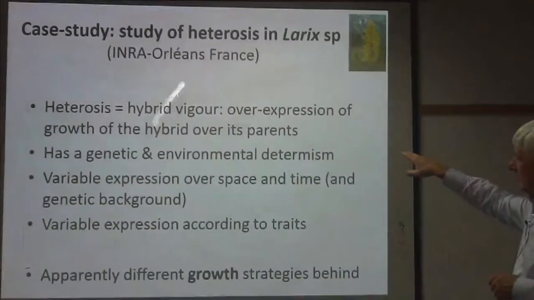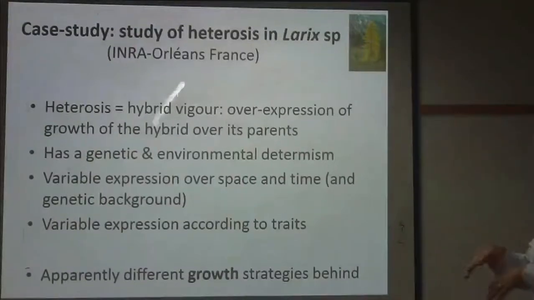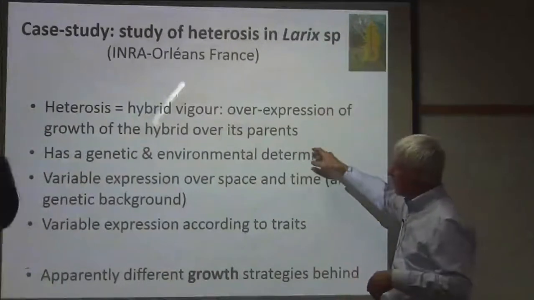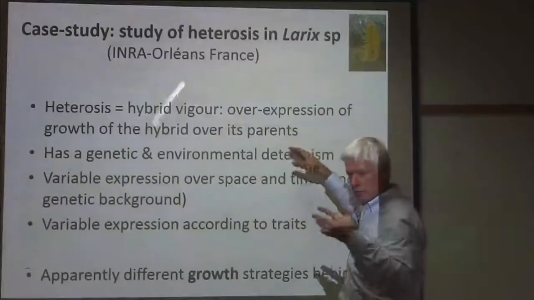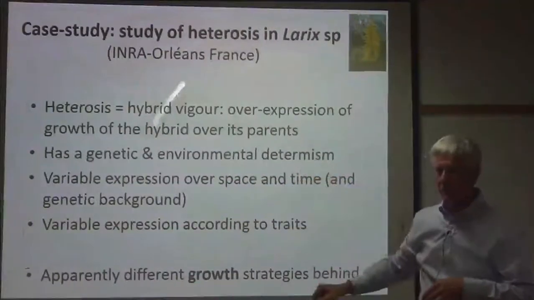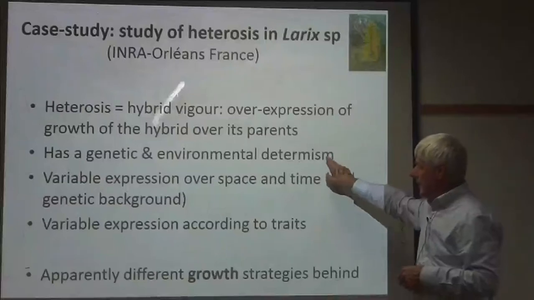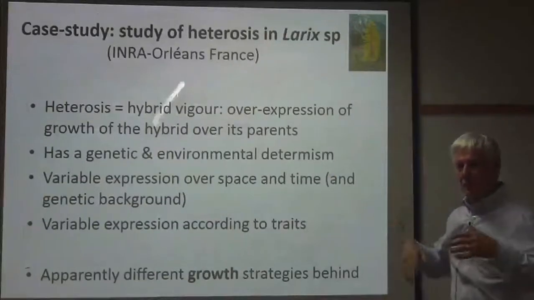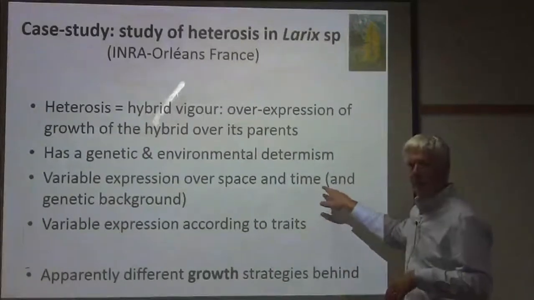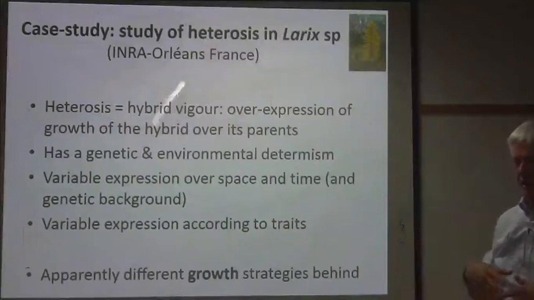So I told you that the hybrid between European and Japanese larch usually have an overexpression of growth, which is called heterosis. We showed through different studies that it has a genetic but also an environmental determinism. And the level of heterosis can change according to space and time and also the genetic background, because it depends which population you are crossing.